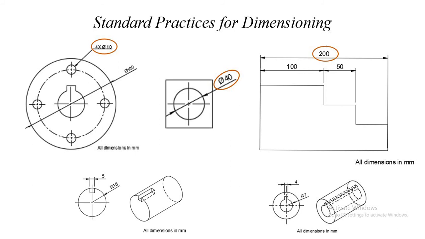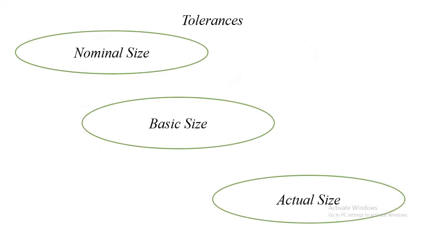What are the standard practices for dimensioning? All dimensions should be outside the component. If they are identical features with the same dimensions, then a number of features multiplied by diameter should be mentioned.